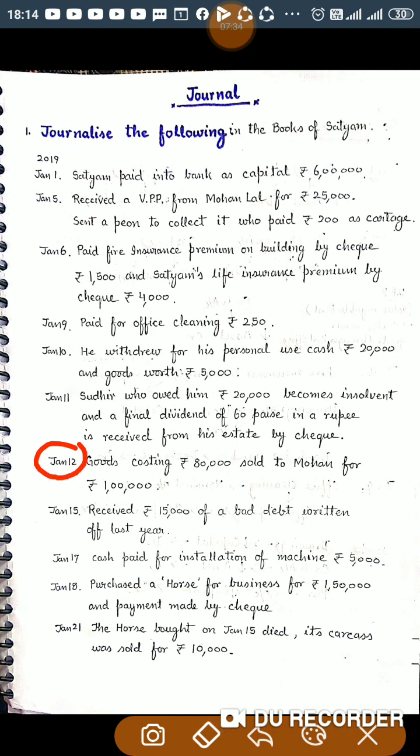January 12, goods costing rupees 80,000 sold to Mohan for rupees 1 lakh. So if you analyze this transaction, two accounts are involved.